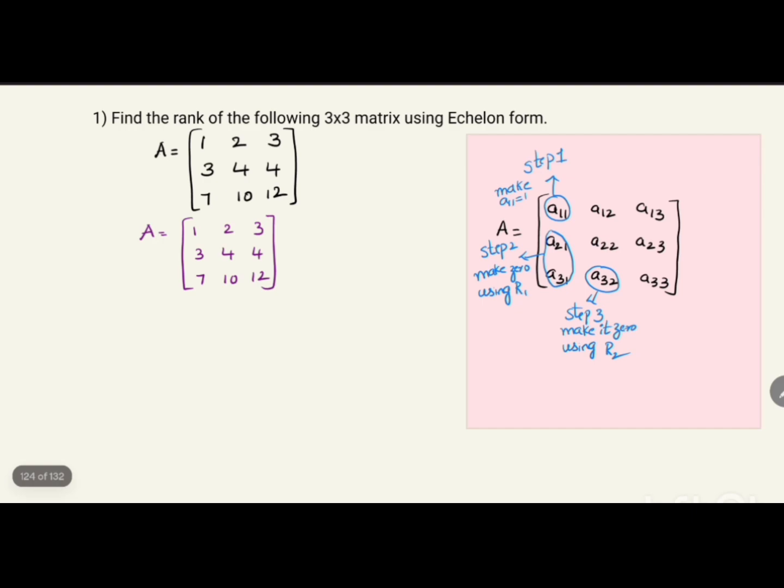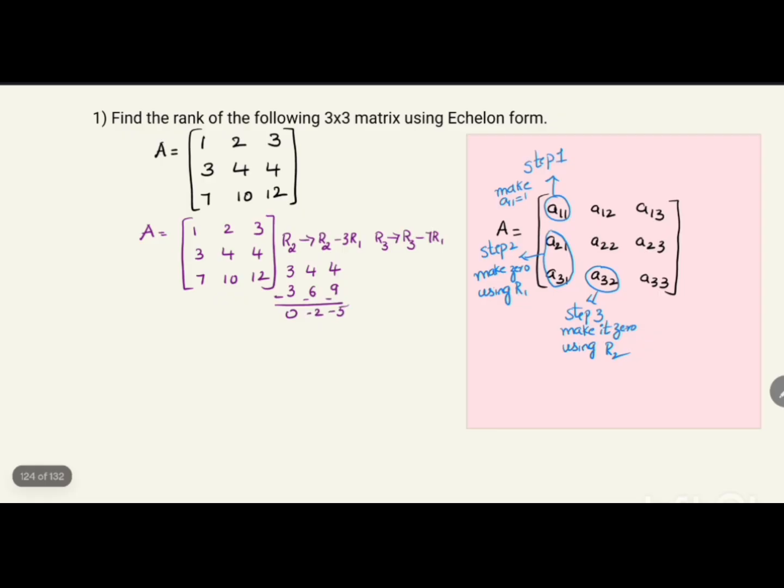Now, what is the second step? I should make these two elements 0, making use of R1. For that, the row operations are R2 becomes R2 minus 3R1, and the second one is R3 becomes R3 minus 7R1. Is that clear, students? Now let's write down R2 minus 3R1. R2 is 3, 4, 4 and I multiply R1 with 3, that is 3, 6 and 9, and subtract these two. We get 0, minus 2 and minus 5.